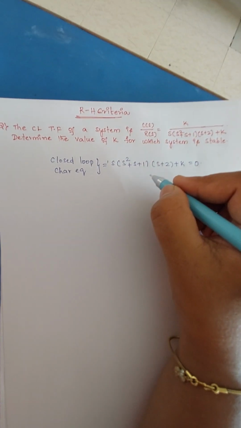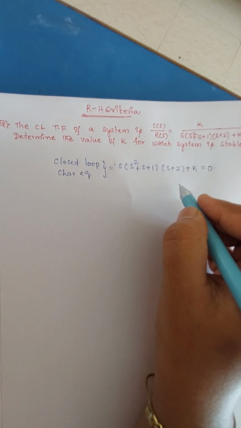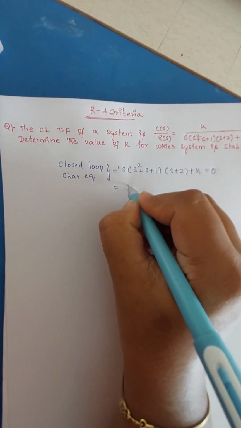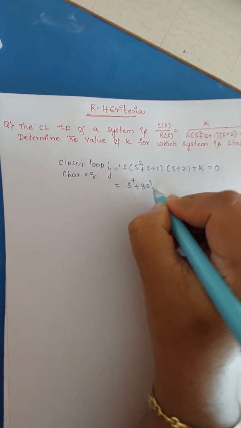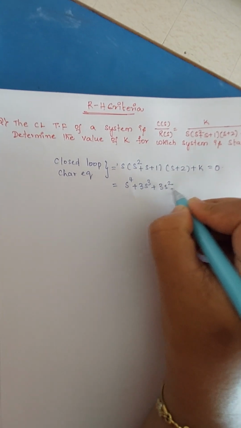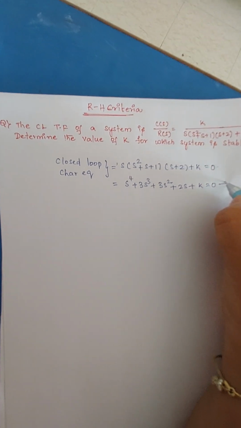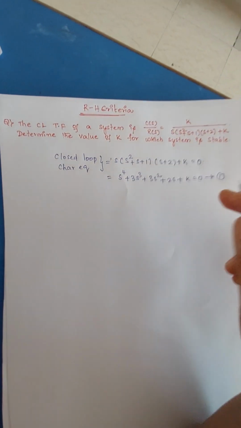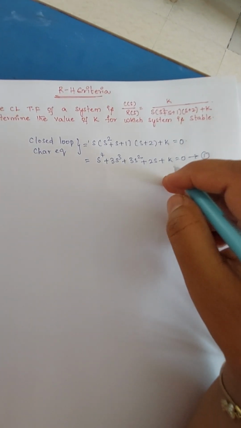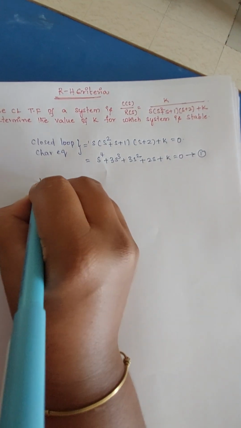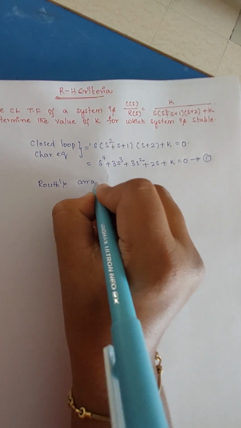Now we multiply it out and write it as a single expression, which is s⁴ + 3s³ + 3s² + 2s + k = 0. Consider this as equation 1, our closed loop characteristic equation. For this characteristic equation, we have to form the Routh's array.